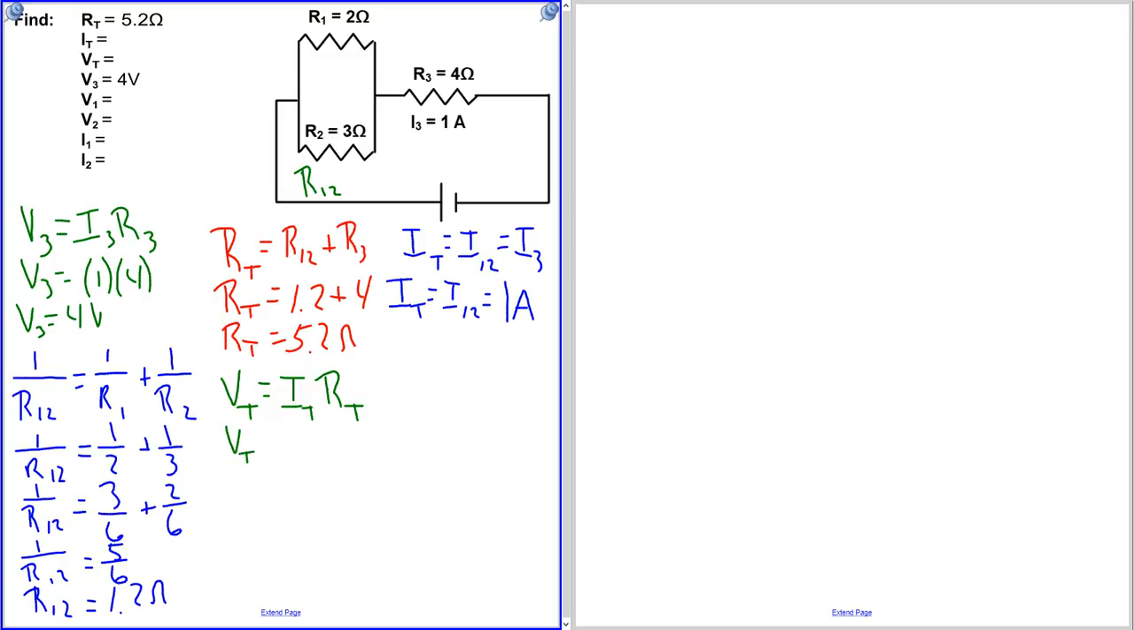So I can say that my voltage total equals the 1 amp times my 5.2 ohms of resistance. My total voltage equals 5.2 volts. I'm going to add both of those things to my list of givens up here. So my total current we found was 1 amp. My total voltage found as 5.2 volts.